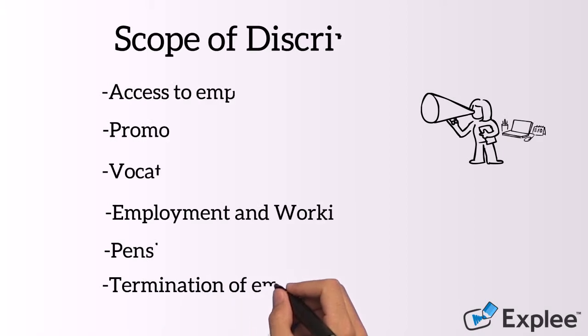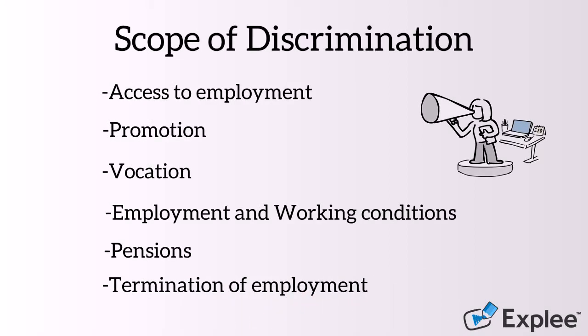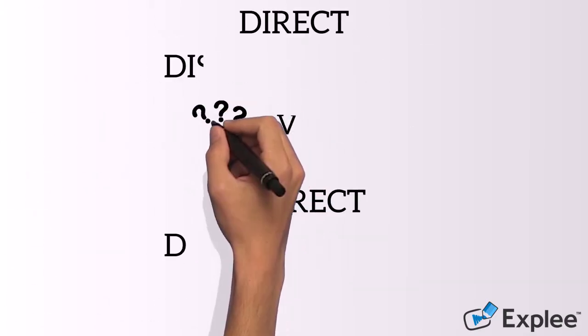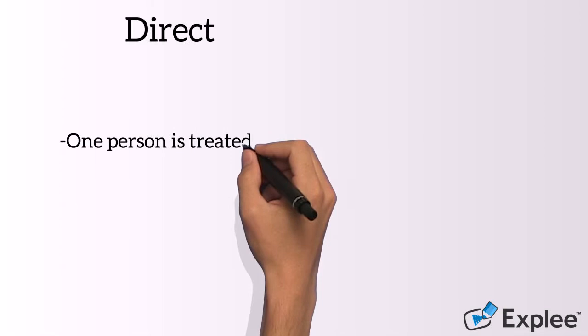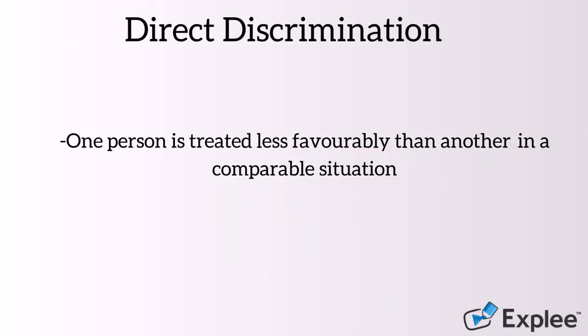In the workplace, for employees or job applicants to be protected by the anti-discrimination legislation, the action needs to be in relation to access to employment, promotion, vocation, employment and working conditions, pensions, or termination of employment. If the action occurs within the scope of discrimination, it is then decided to either be direct discrimination or indirect discrimination. Direct discrimination is where one person is treated less favourably than another in a comparable situation.